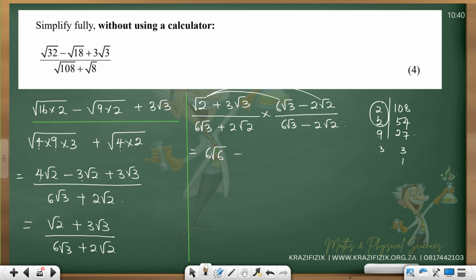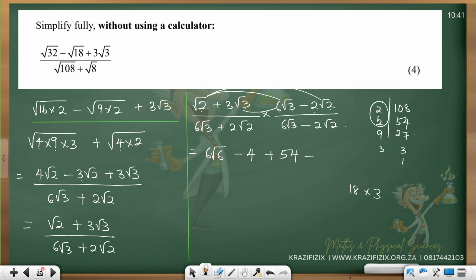All right. This would be minus. Root 2 times root 2 is 2. Times 2 is 4. Plus this times this. Root 3 times root 3 will be 3. 3 times 6 is 18. So we have 18 times 3, and that will be 54.